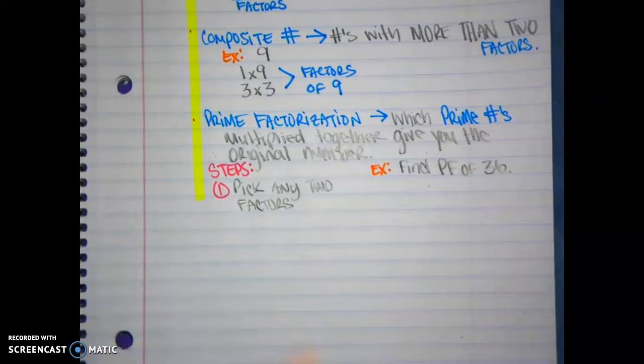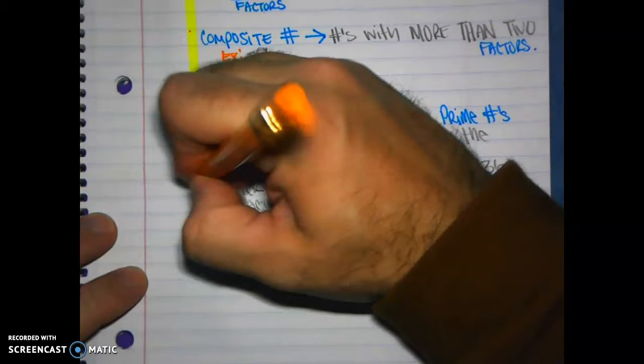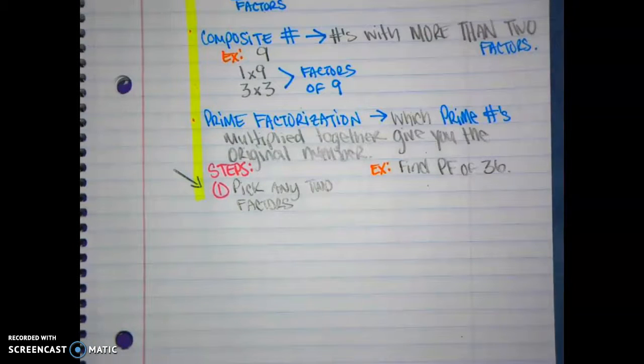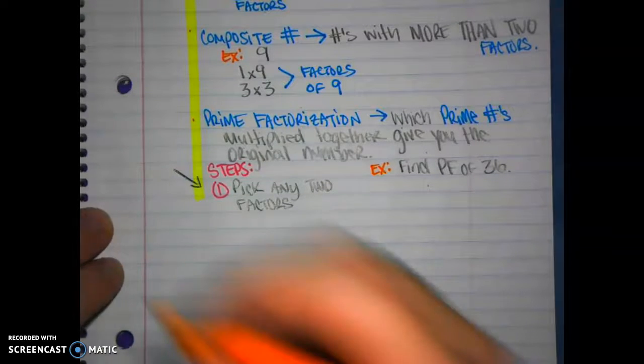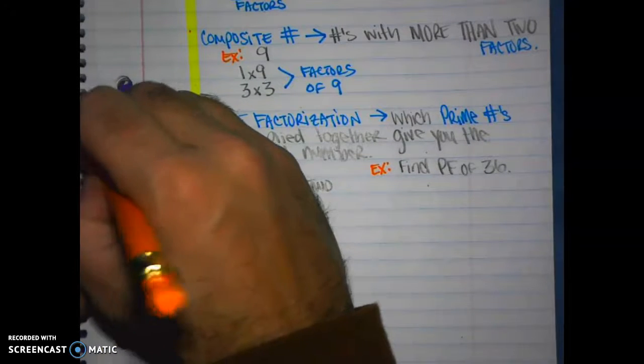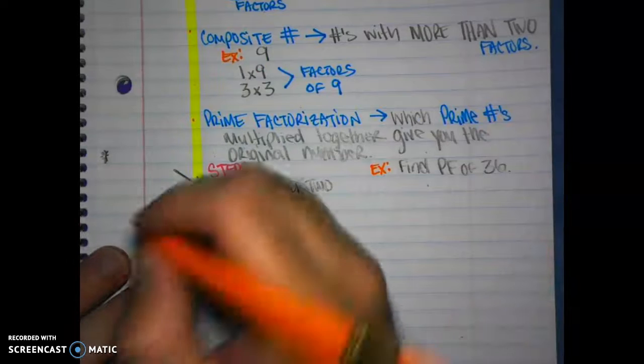Now, what I want to tell you here, and I'm going to write this in the column, is that for step number 1, it doesn't matter where you start, meaning it doesn't matter what factors you pick. In the end, your prime factorization is going to be the same. That'll make more sense when we finish. I'm going to put a little asterisk here.